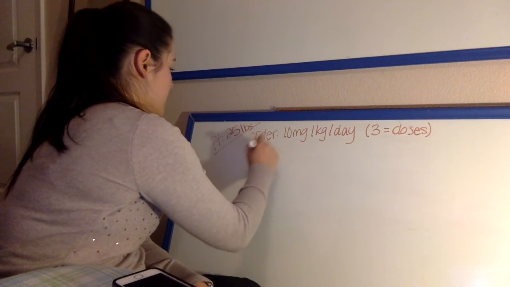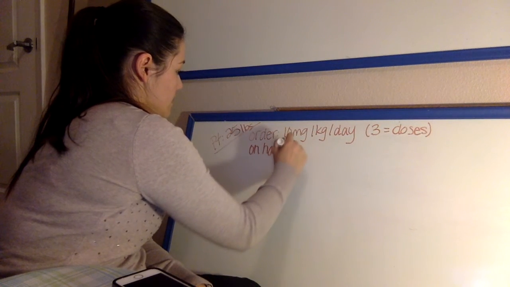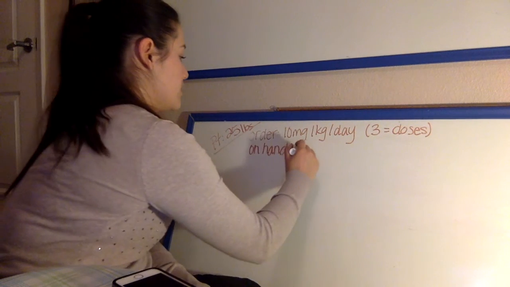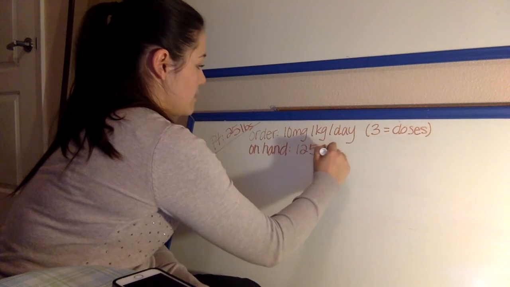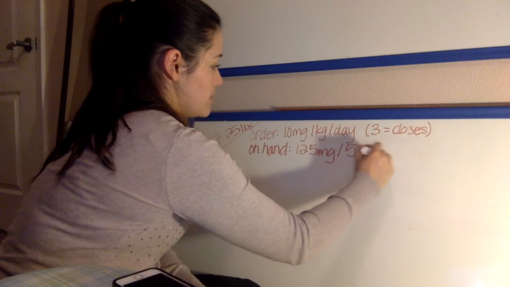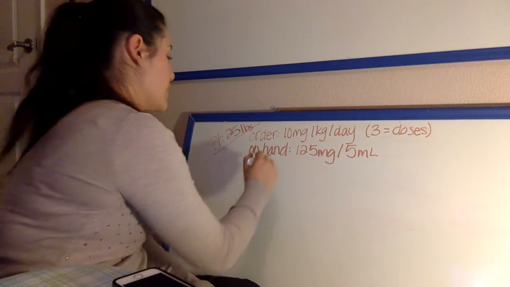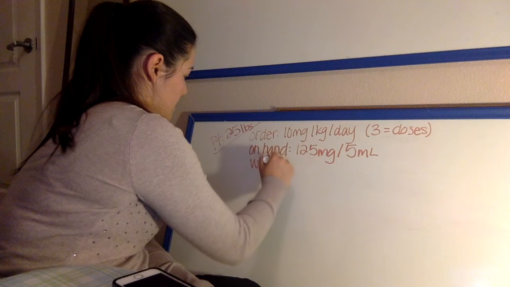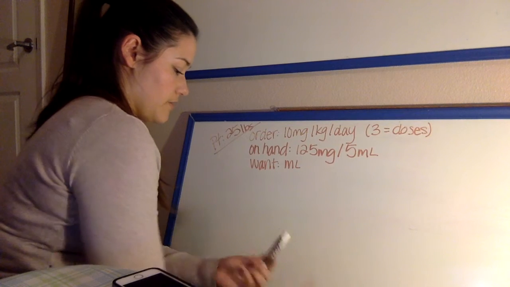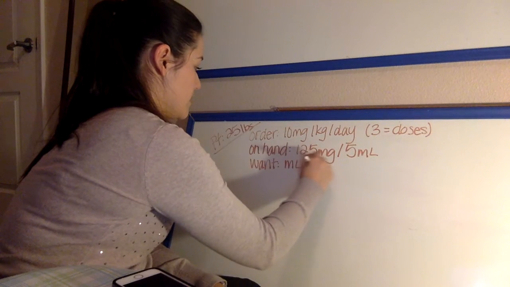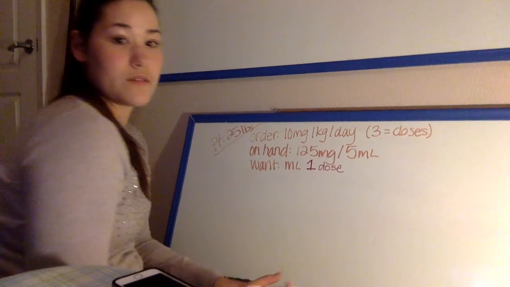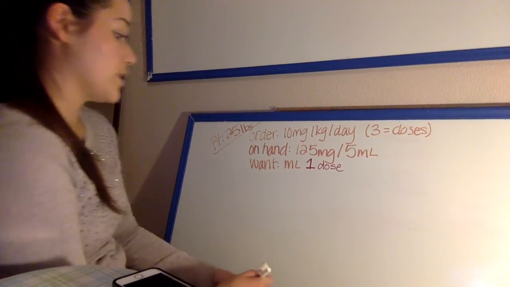On hand, we have 125 milligrams per 5 mLs. Okay, and we want milliliters for 1 dose. Okay, so I put that in a different color because it's kind of important.